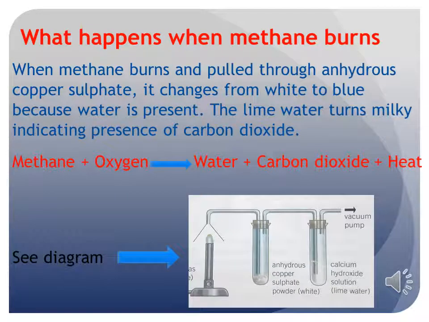Dear students, now I am going to explain the burning of methane, natural gas. What happens when methane burns? When the products of burning methane are passed through anhydrous copper sulfate, it changes from white to blue because water is present. The lime water turns milky, indicating presence of carbon dioxide. For this you can observe the given diagram and word equation on the slide.